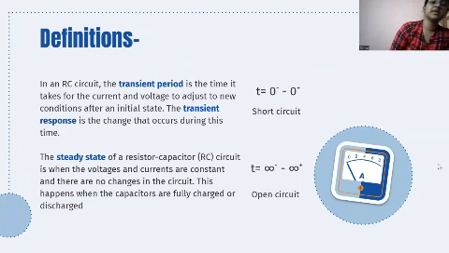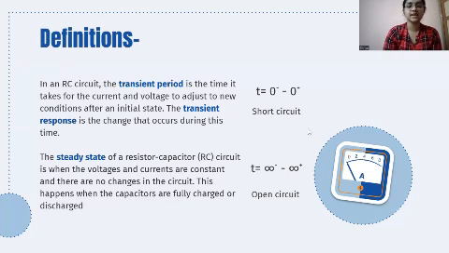The transient period in an RC circuit is the time it takes for the current and voltage to adjust to the conditions after an initial state. The transient response is the change that occurs during this time. The transient period is denoted by t equal to 0 minus to 0 plus. And during the transient period, the capacitor acts as a short circuit.